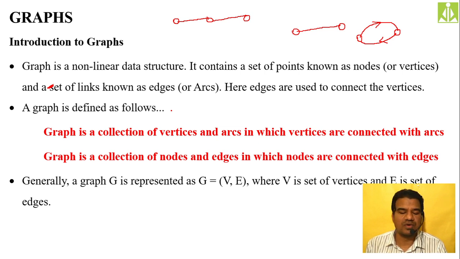It is a collection of vertices and arcs in which the vertices are connected using arcs, like that we can say. So a graph is a collection of nodes and edges in which nodes are connected using edges. A simple definition.